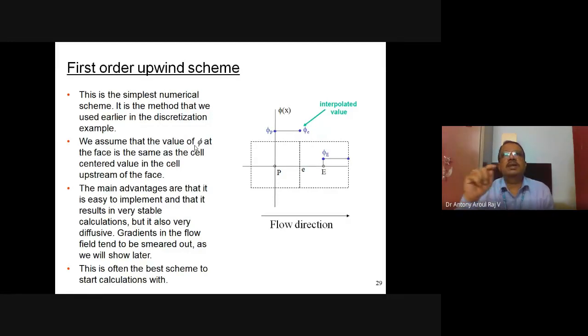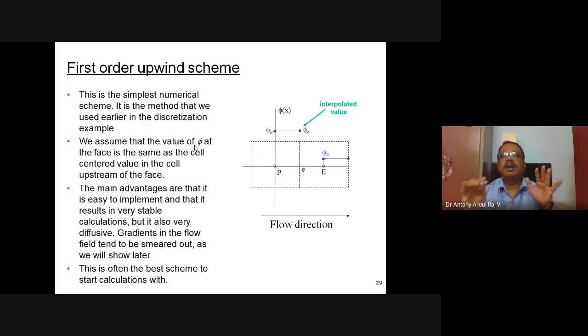So if Peclet number is greater than 2, go to a first order upwind scheme. If Peclet number is less than 2, go for central difference scheme. So that is how we will be using it. If you use it like that, that is called hybrid scheme. Very simple. So first calculate the Peclet number.